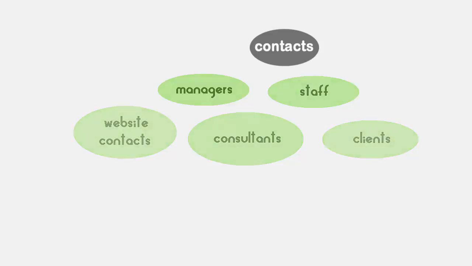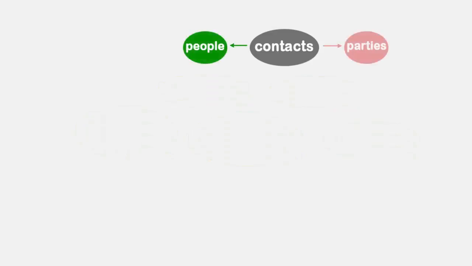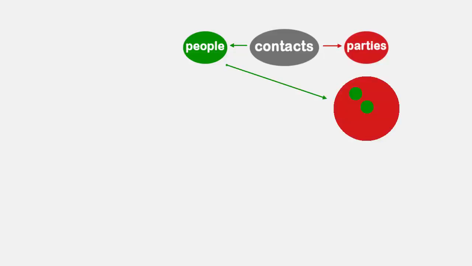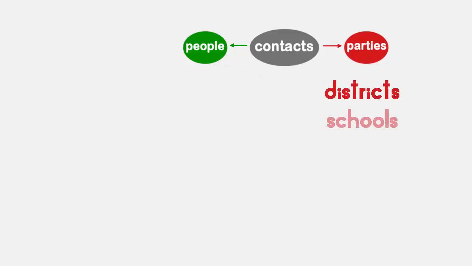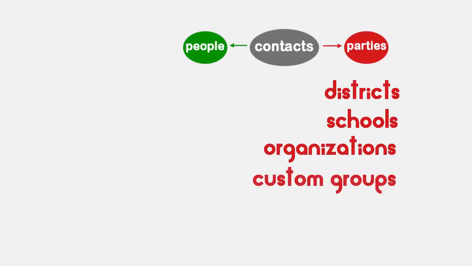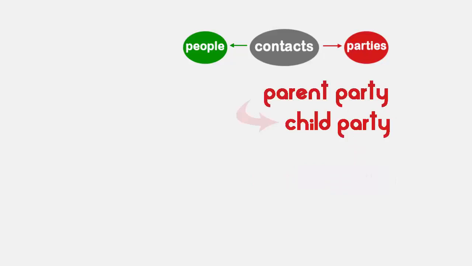Now, all contacts are people or parties. Remember this simple rule about parties. Parties are simply groups of people. Parties are school districts, schools, organizations, or any custom grouping you wish to add to your system. Parties can also have parent-to-child relationships, which allows you to create sub-parties. This helps better organize and group your parties.